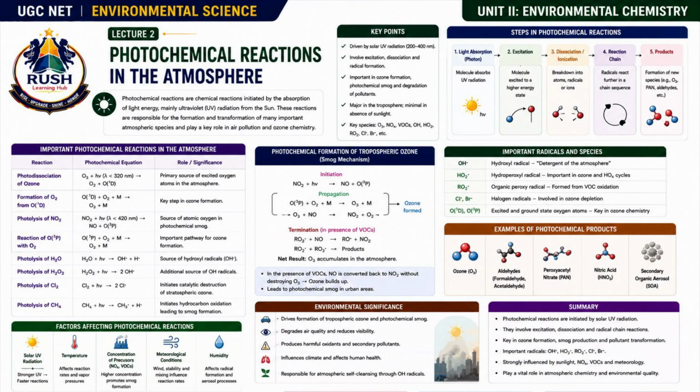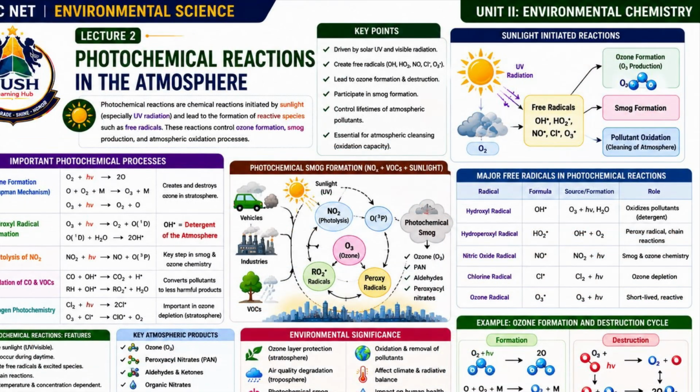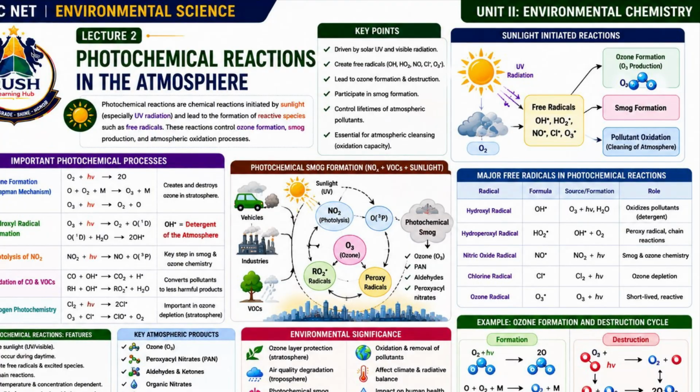Remember this important UGC NET fact. Hydroxyl radical, or OH, is known as the detergent of the atmosphere. It removes many pollutants and helps maintain atmospheric cleanliness. Now let's discuss the major free radicals involved in photochemical reactions. The first is the hydroxyl radical, or OH. This radical initiates the oxidation of pollutants and greenhouse gases.